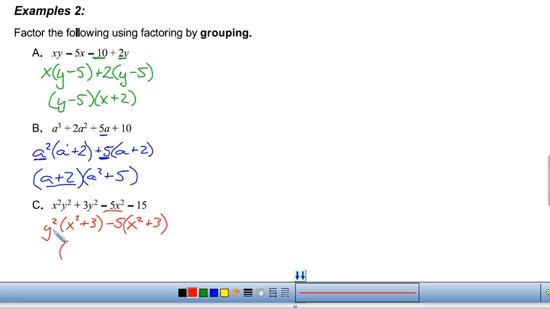So I'm going to group these together. In both of them, there is an x squared plus 3. And what was x squared plus 3 multiplied by? Well, right here it's y squared, and right here it's negative 5.